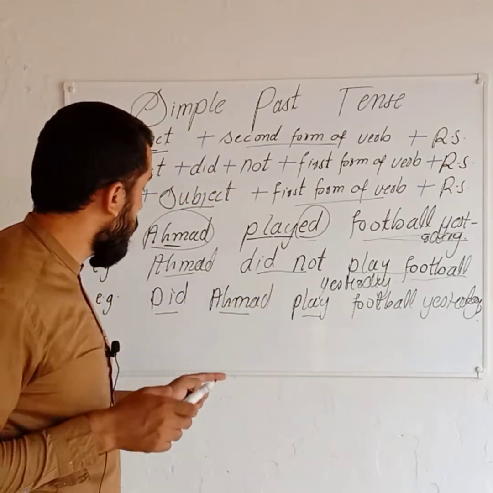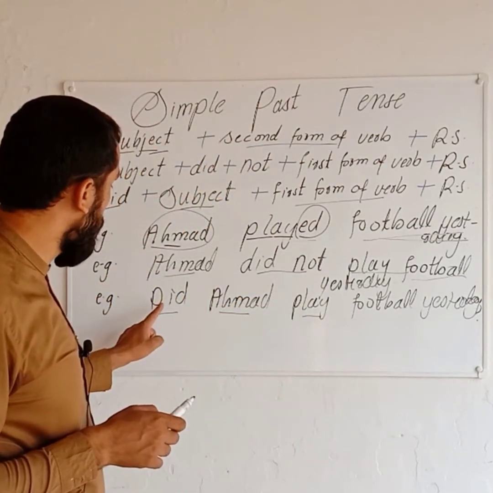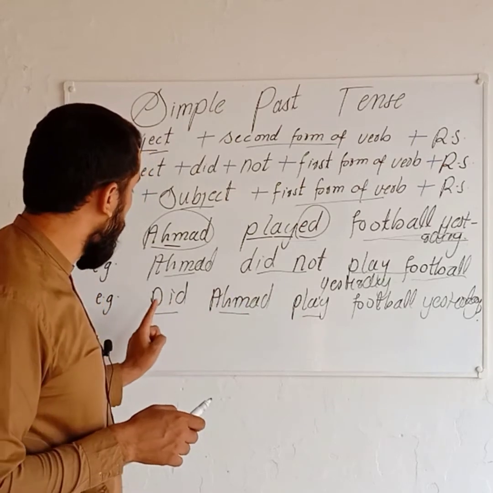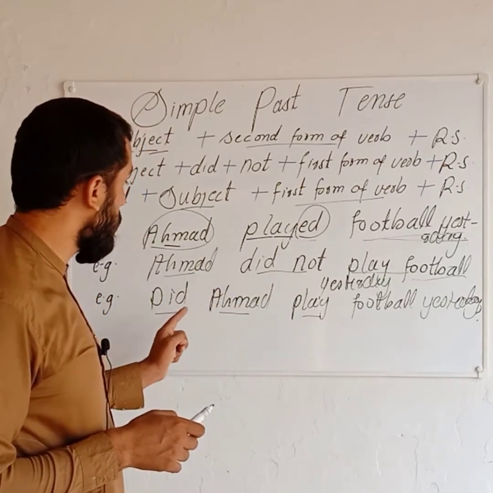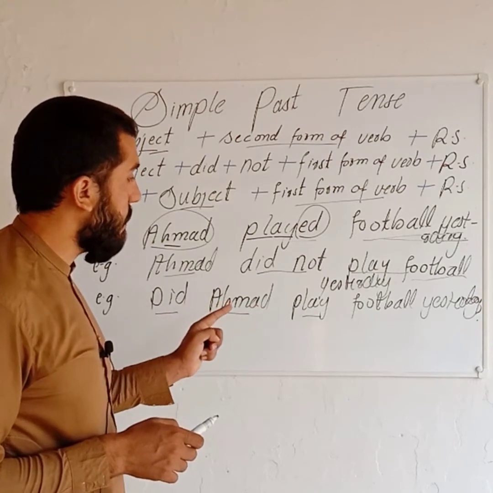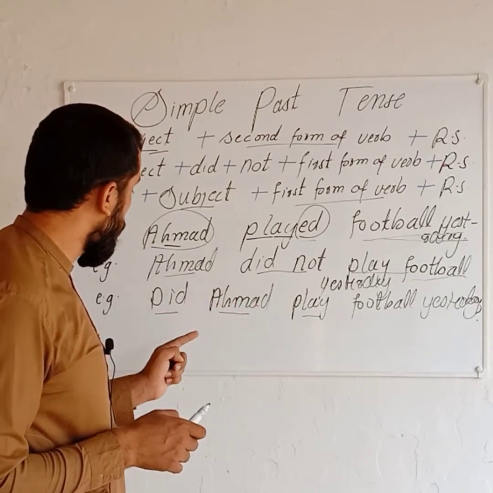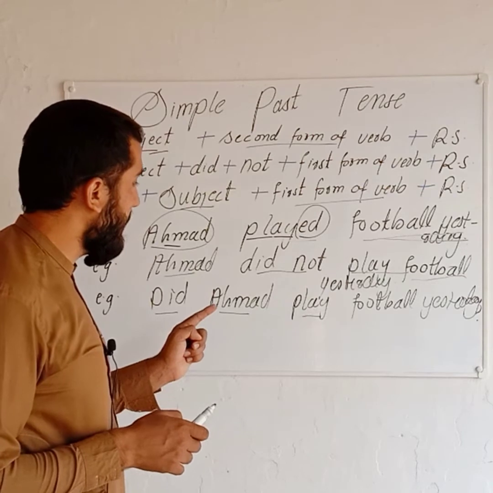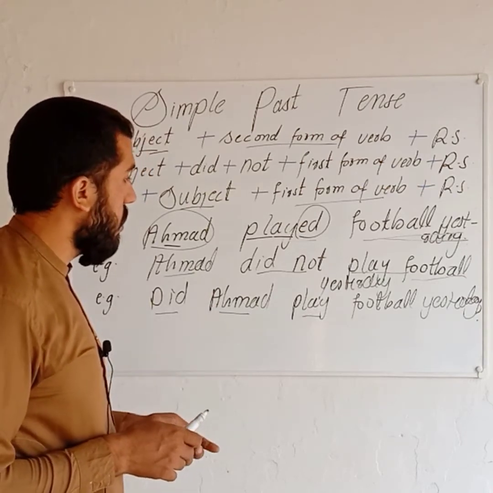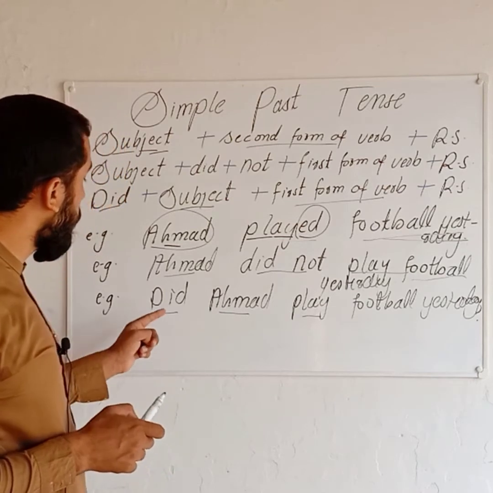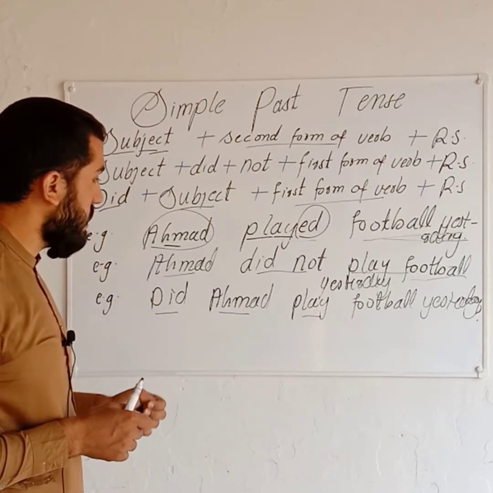As I told you before, we always use first form of verb after did. In negative and interrogative sentences, we use first form of verb. Bear in mind, never ever try to forget this: in interrogative and negative sentences we use first form of verb or base form of verb because of this auxiliary verb did.